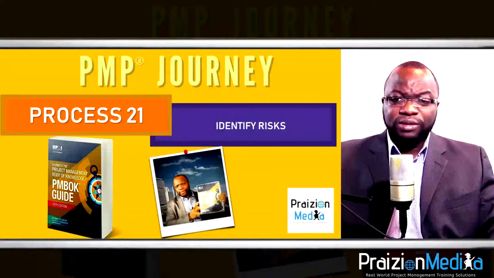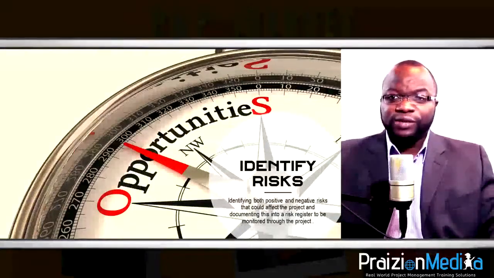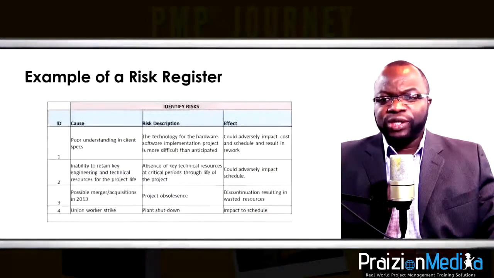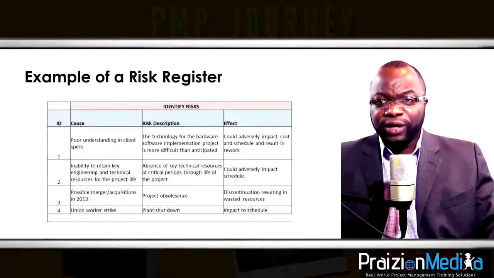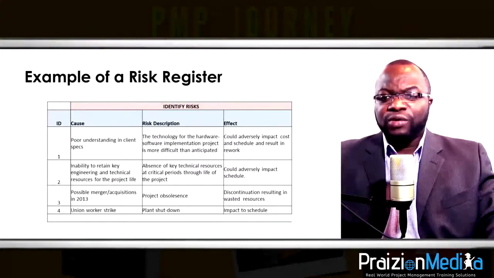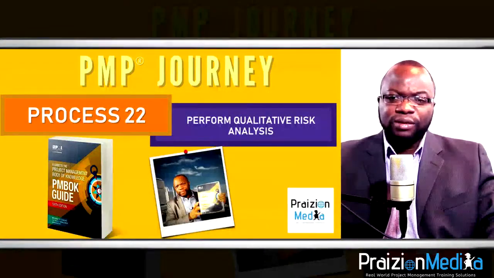next process. In identify risks, you want to identify those negative risks or threats, and you also want to identify positive risks or opportunities that may be available. You identify these risks, and then you go into the next process where you qualitatively analyze risks.